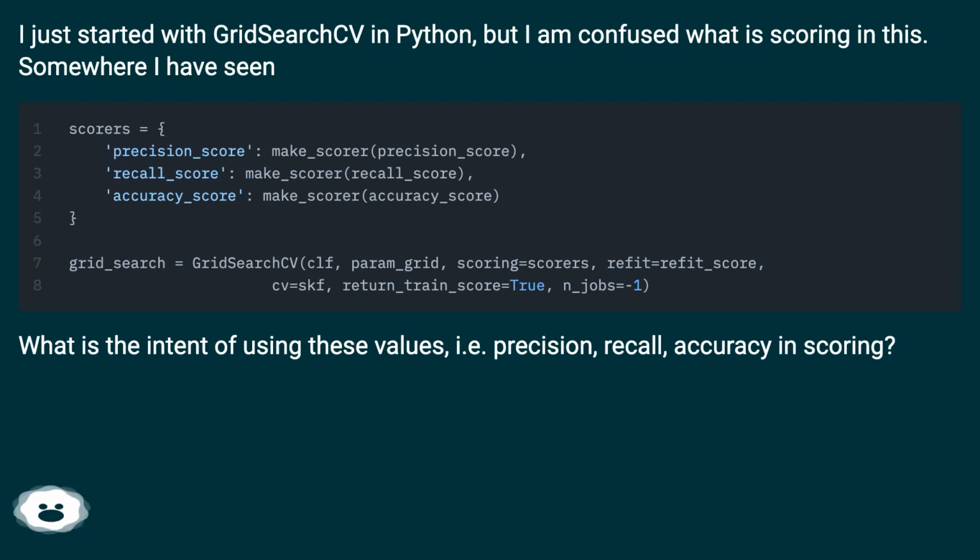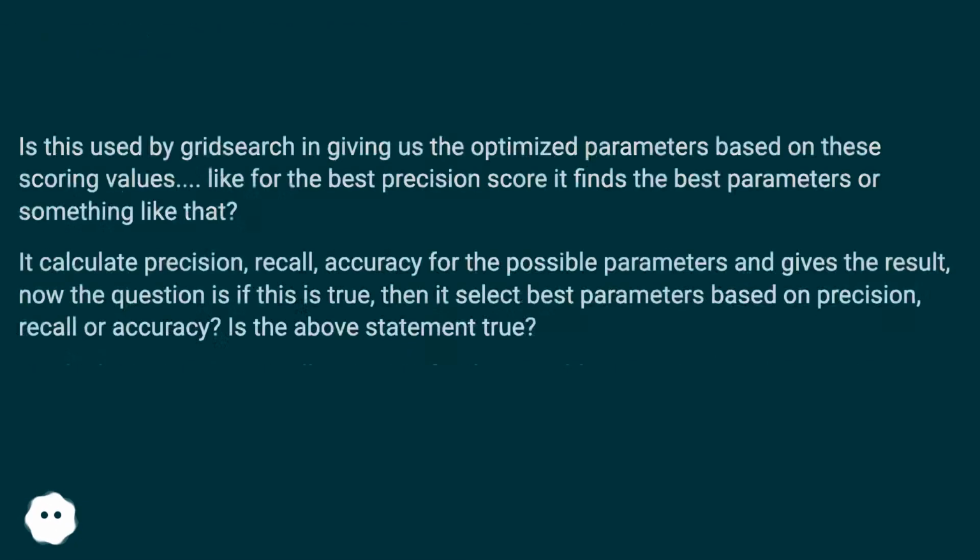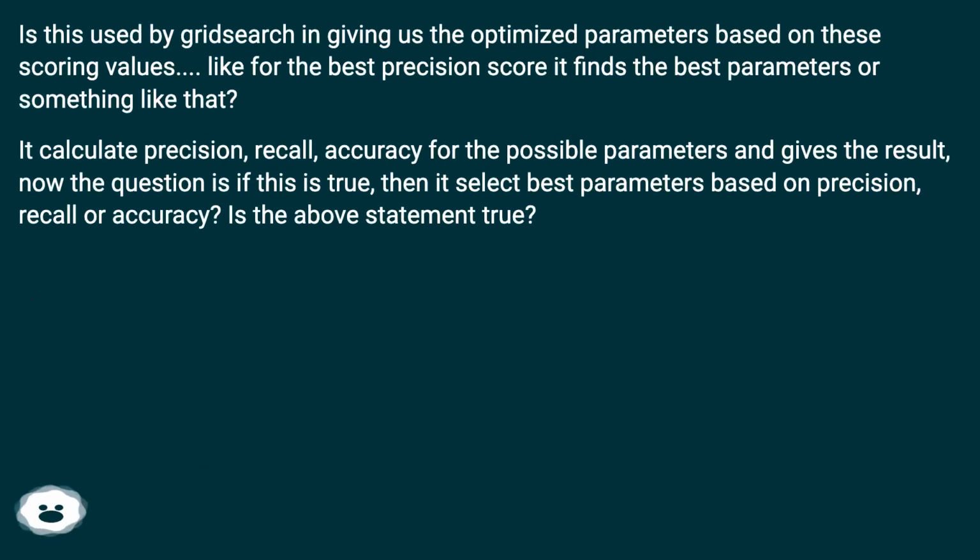What is the intent of using these values, i.e. precision, recall, accuracy and scoring? Is this used by GridSearch in giving us the optimized parameters based on these scoring values? Like for the best precision score it finds the best parameters or something like that?